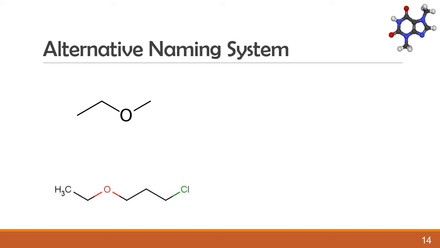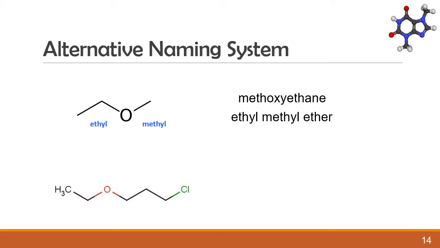Here are other examples of the common naming system for ethers with simple alkyl groups. In our first ether, we have an ether with an ethyl and a methyl group on either side of oxygen. Its IUPAC name would be methoxyethane, but we can also name it as ethyl methyl ether. Note that the alkyls are arranged alphabetically rather than by length of carbon chain.